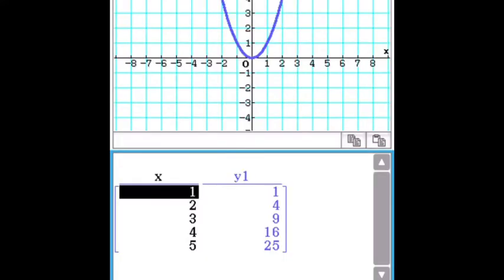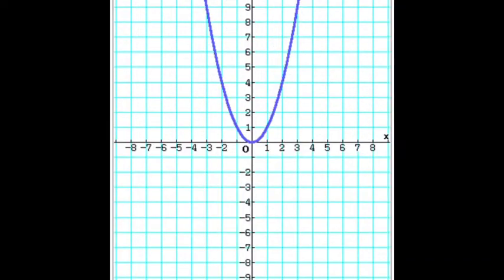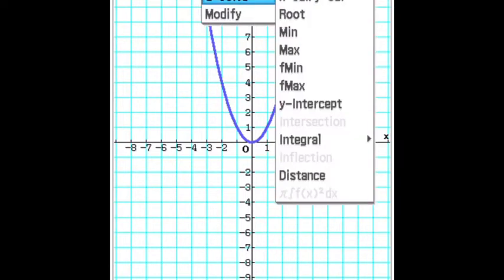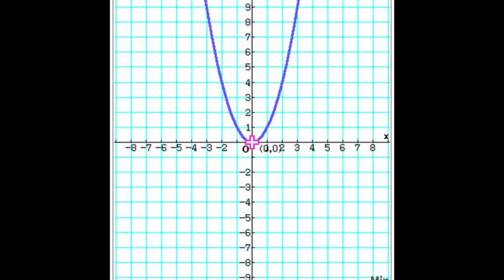When I say everything is 0, it means the y-intercept is 0, the x-intercept is 0, the axis of symmetry is 0, etc. Simple transformations of the graph of y equals x squared include dilation, reflection, and translation.